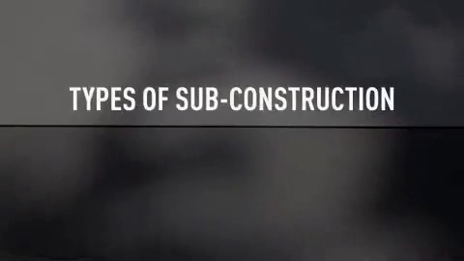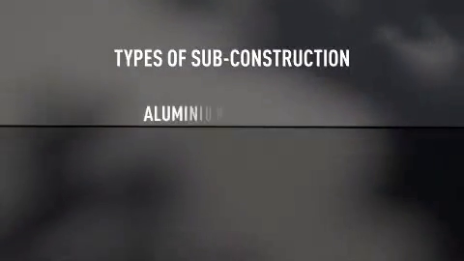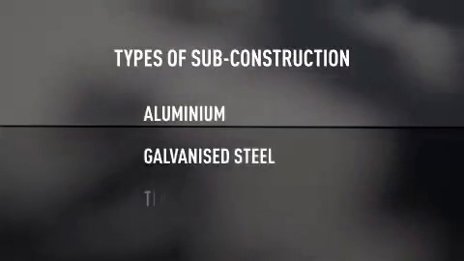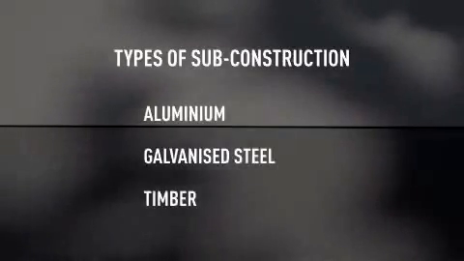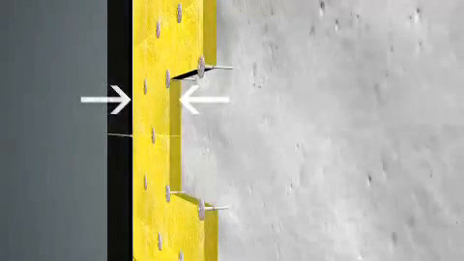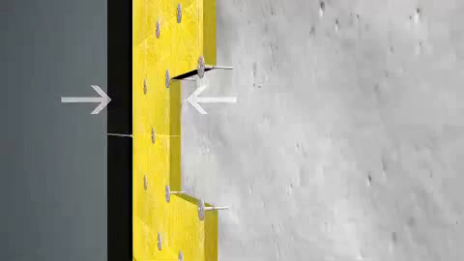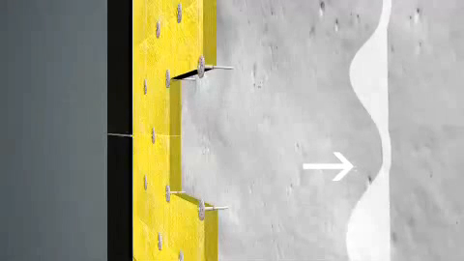Today, 3 types of subconstruction material are commonly used to carry our panels. These are aluminium, galvanized steel, or timber battens. Our panels are strong yet light, which reduces the amount of subconstruction needed. This gives us an advantage over some of our competitors. The position of the panel is determined by adding the thickness of insulation to the cavity width and allowing a little extra as a tolerance for uneven walls.